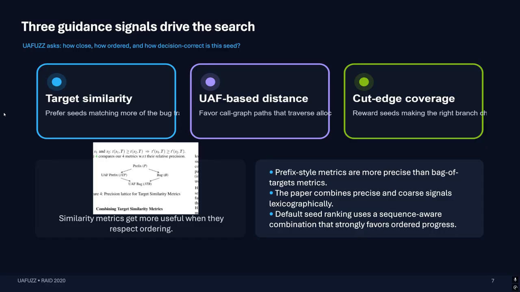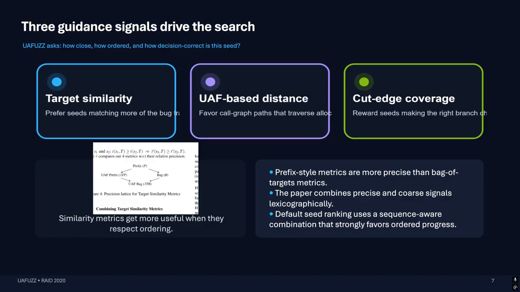So we'll talk a little bit about the three guidance signals that drive the search. And these are three pretty basic things, but very intuitive. So one's target similarity, then we have UAF-based distance, and cut-edge coverage.